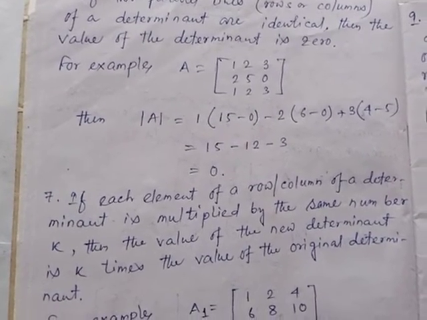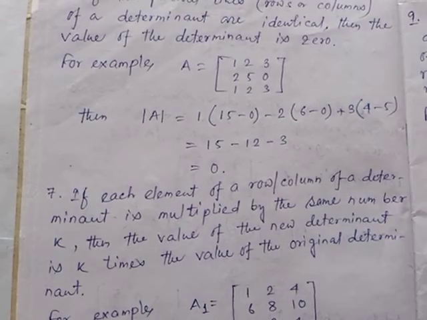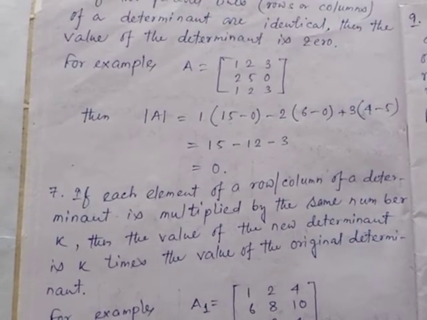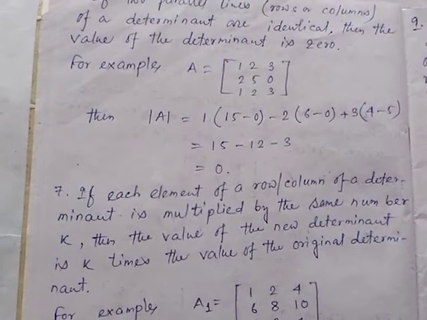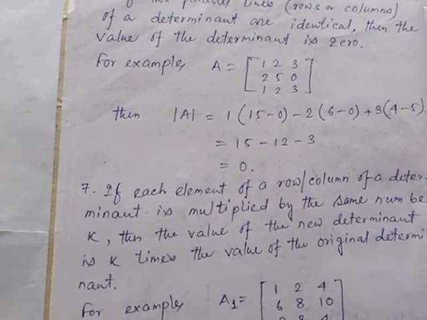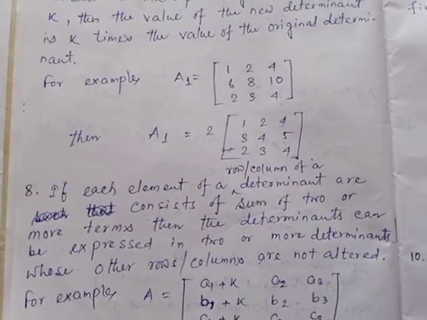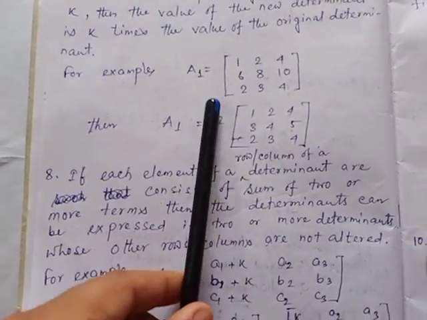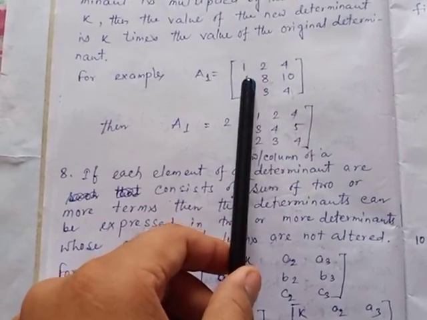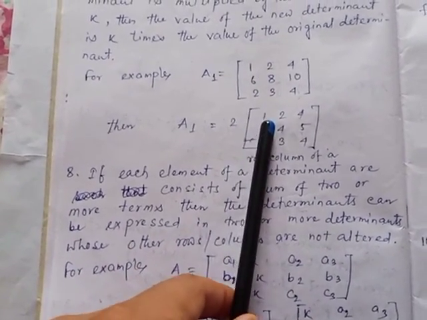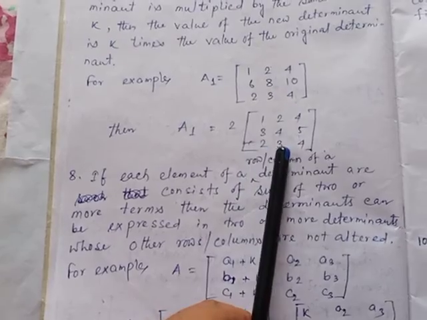Next, number 7 says that if each element of a row or column of a determinant is multiplied by the same number k, where k is a constant, then the value of the new determinant is k times the value of the original determinant. That means see that A1 equals 2 4 6, 8 10 2, 3 4 is there. Now 6, 8, 10 are both divisible by 2. That means we take 2 common from them. So you can write 2 of 1 2 4, 3 4 5, taking 2 common from this row, and 2, 3, 4.